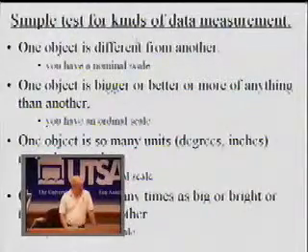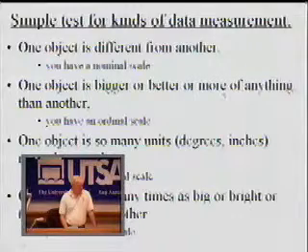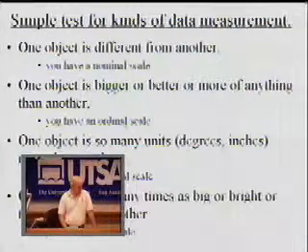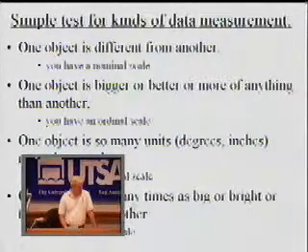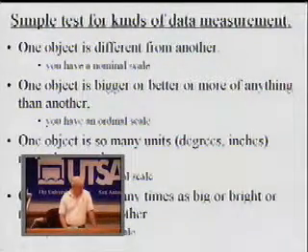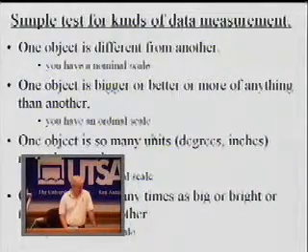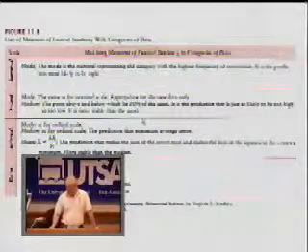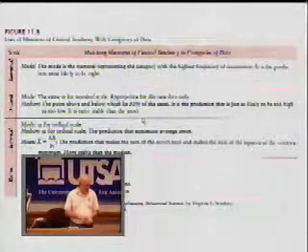So the simple tests for the kinds of data measurement: if one object is different from another, you have a nominal scale. If one object is bigger or better or more of anything than another, you've got an ordinal scale. If one subject is so many units, degrees, inches more than another, you've got an interval scale. If one object is so many times as big or bright or tall or heavy as another, then you have a ratio scale. So there are ways of asking questions to help you understand what type of scale you have.